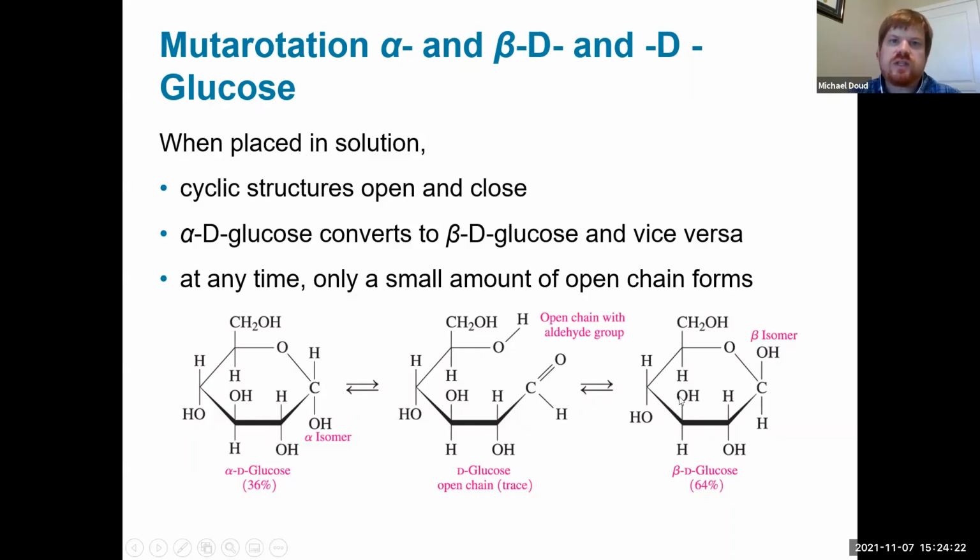Now, you don't have to memorize those. That's not general to all monosaccharides. That is very specific to alpha D-glucose and beta D-glucose.